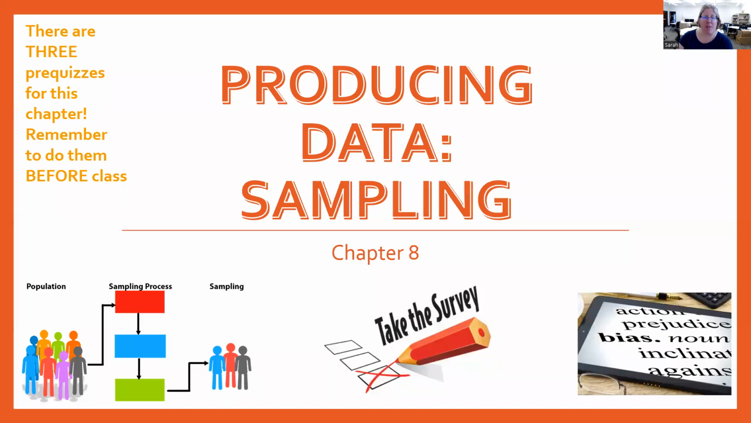In previous chapters, we used data sets to calculate statistics and make graphs so that we can analyze our data. Now we're going to take a step back and look at where the data comes from and how we get good data. We're going to start in chapter 8 with sampling.